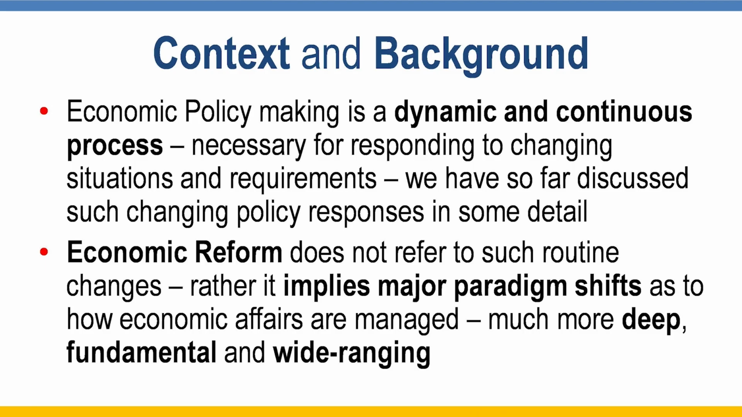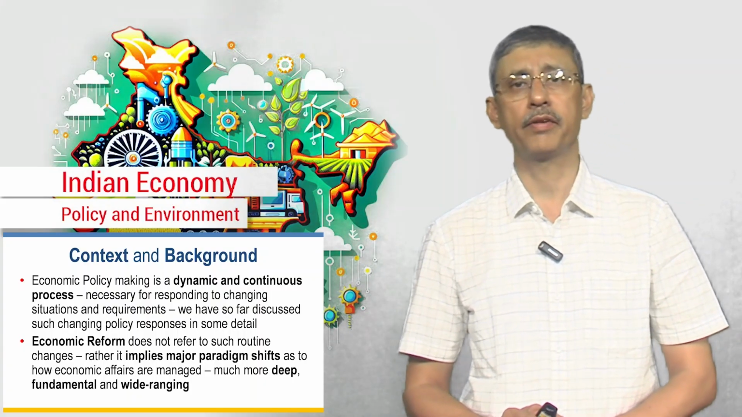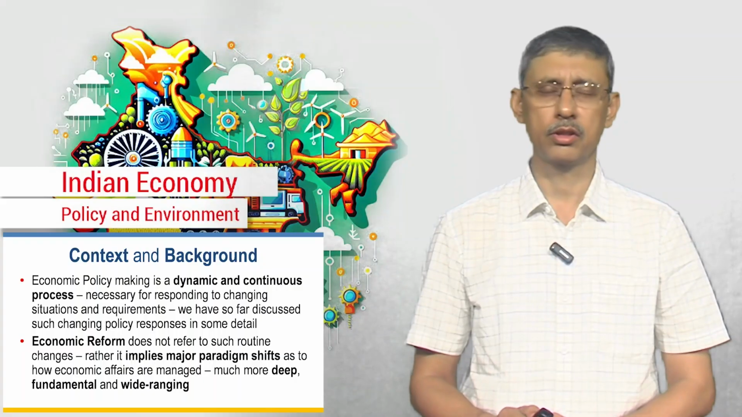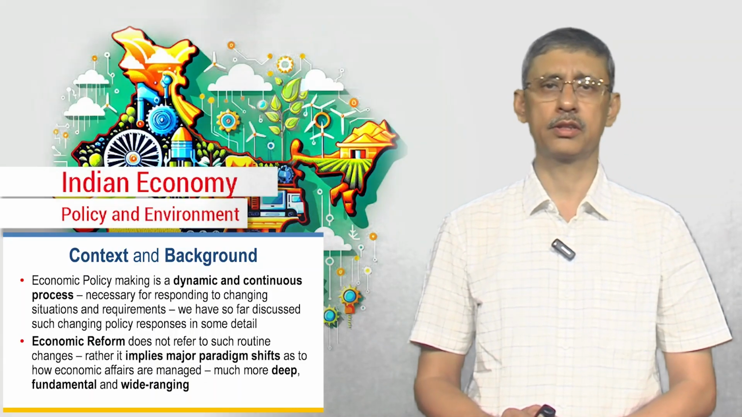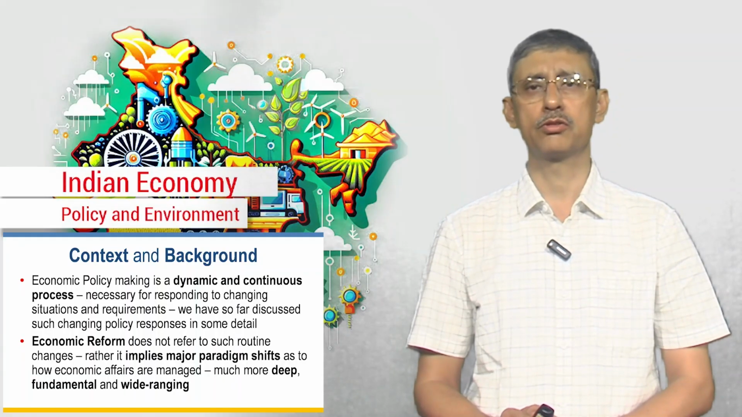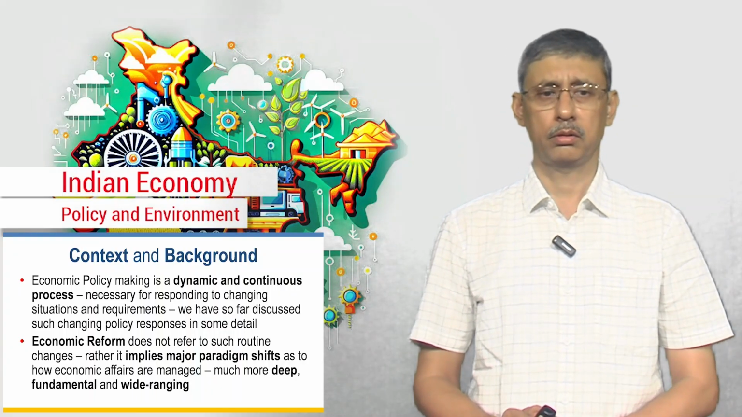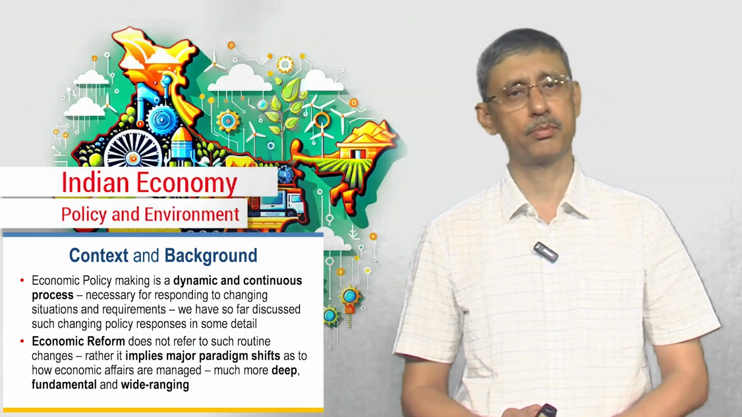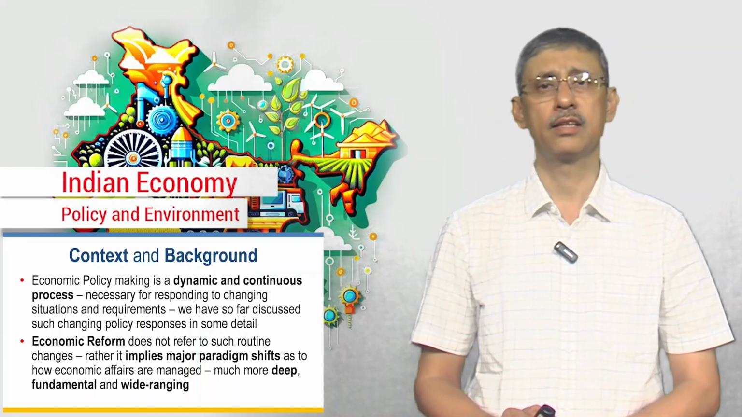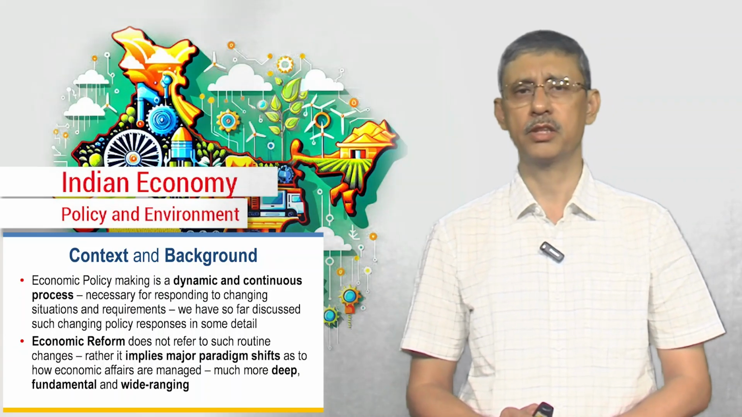Now, it is very important to understand that economic policymaking is a dynamic and continuous exercise. It has been done through a series of activities over a period of 7 or 8 decades since independence, and it is necessary to respond to changing situations and requirements. We have also seen how those things were taken up in subsequent periods, and how such changing policy has been measured in terms of different indicators. In the 50s, 60s, 70s, and 80s, we had different sets of policies trying to respond to the requirements coming up during that period.